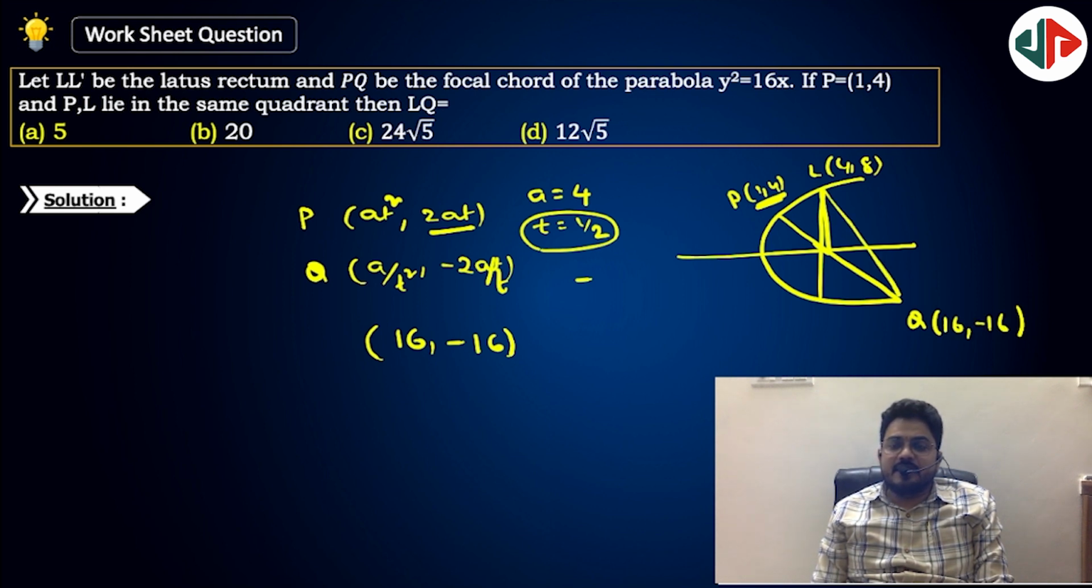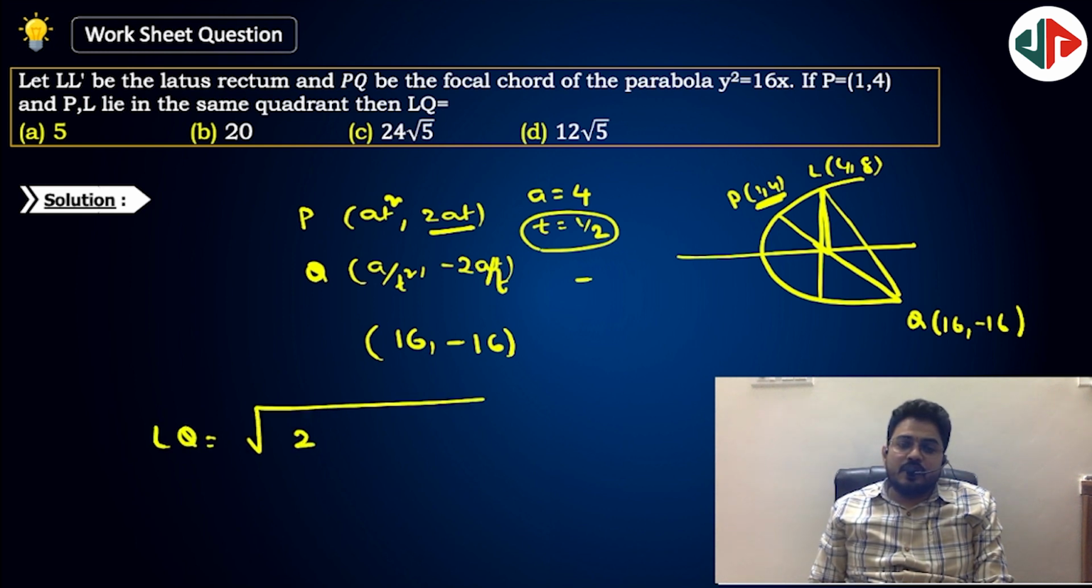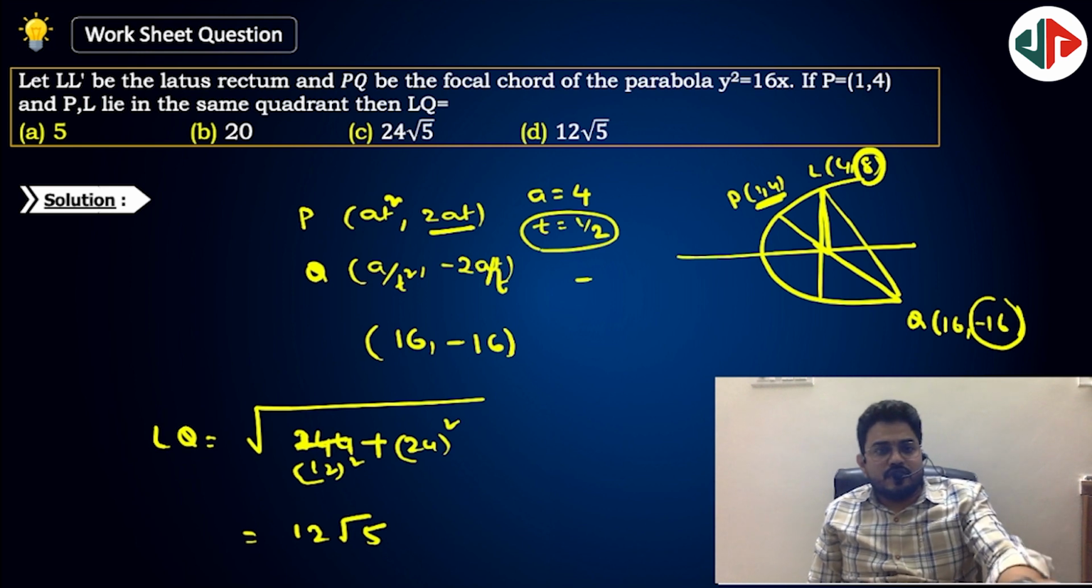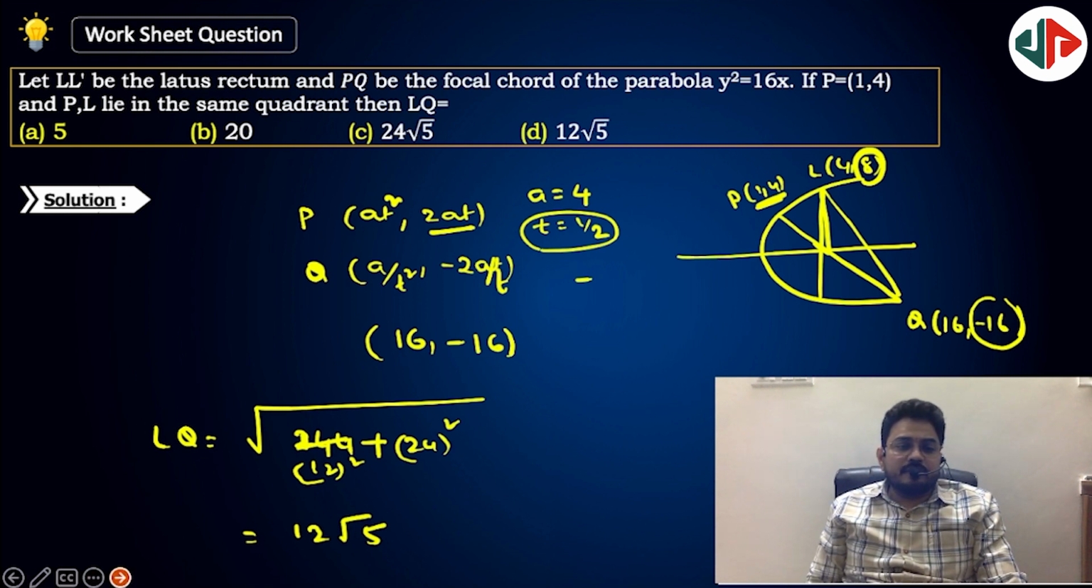I need the distance between this one. LQ is equal to root over 24 minus 16 whole square, 12 square. So this will be equal to 144 plus this value 8 plus 24 whole square. So it is 12 square plus 24 square. So simply you can write 12 square under root, root 5 is the answer for this particular question. Next question.